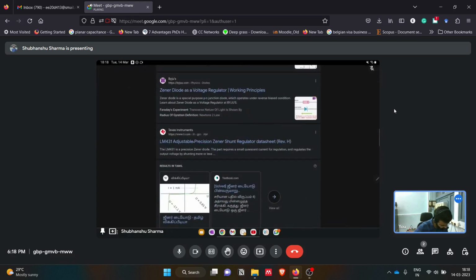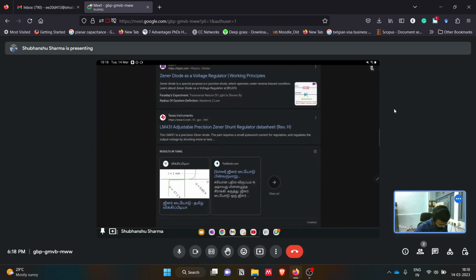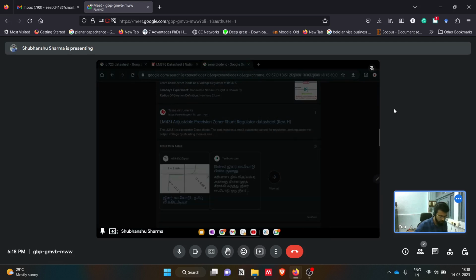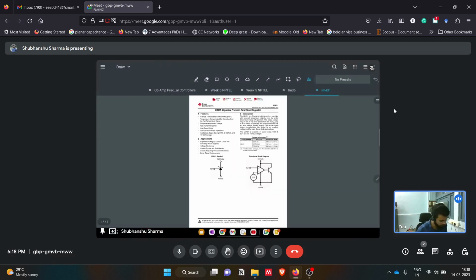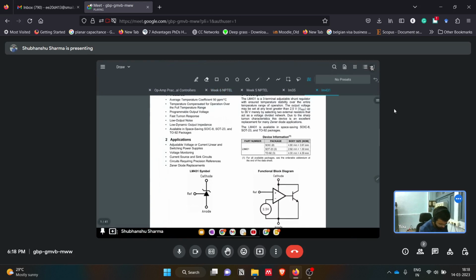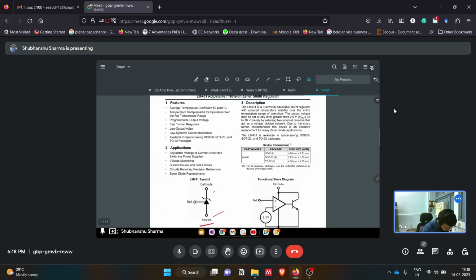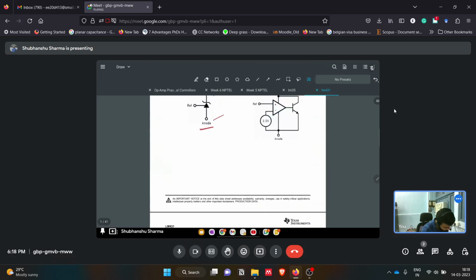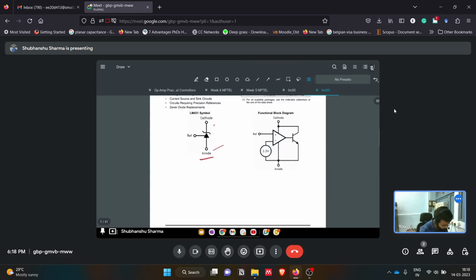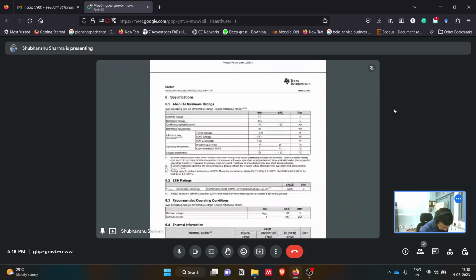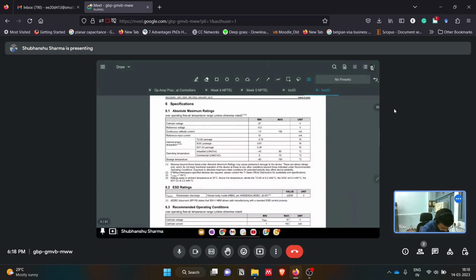The TL431 is there. Let's see what's in this datasheet of a Zener diode. We know this is the symbol of the Zener diode, cathode and anode. So if we talk about the output voltage, in this Zener diode we can maintain an output voltage of, I think, 2.5 volts. Yeah, that's right.